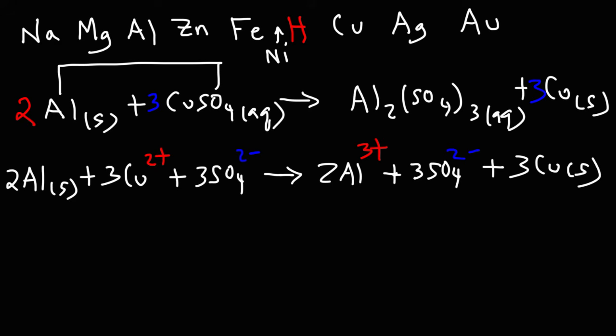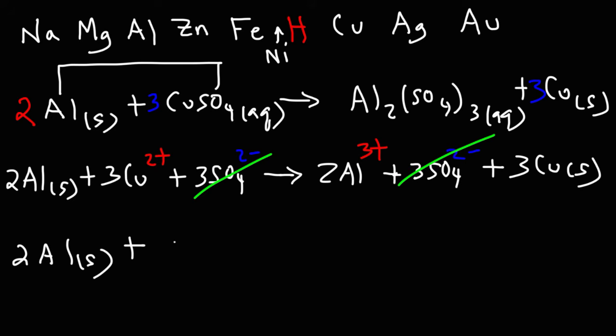So now, which ion is the spectator ion? Is it copper 2 plus, is it Al3 plus, or is it sulfate? Remember, the spectator ion is the ion that doesn't participate in the reaction. It simply spectates or watches the reaction. It's the ion that appears exactly the same on both sides of the chemical equation. And this is going to be the sulfate ion because we can cancel it in this equation. So what remains is going to be the net ionic equation.